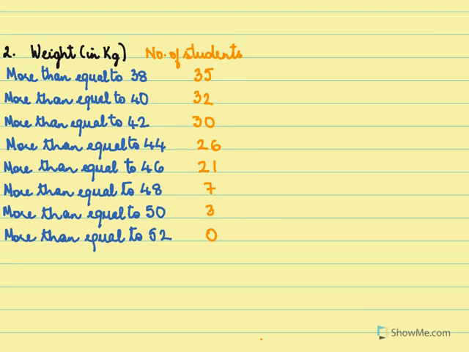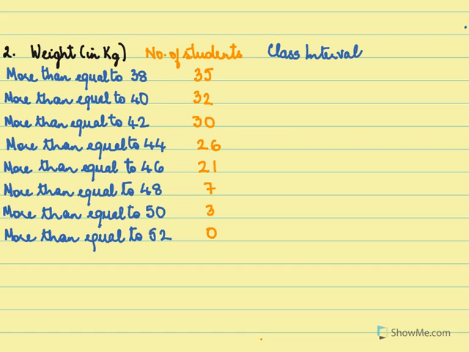Here's yet another table, but this is a little different. Here we have got more than or equal to 38, more than or equal to 40, more than or equal to 42, more than or equal to 44, more than or equal to 46, more than or equal to 48, more than or equal to 50, more than or equal to 52. The difference here is 2. And this is a more-than type.